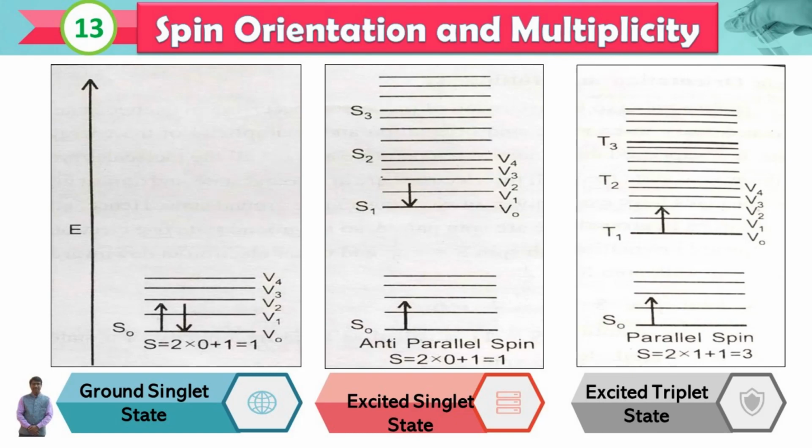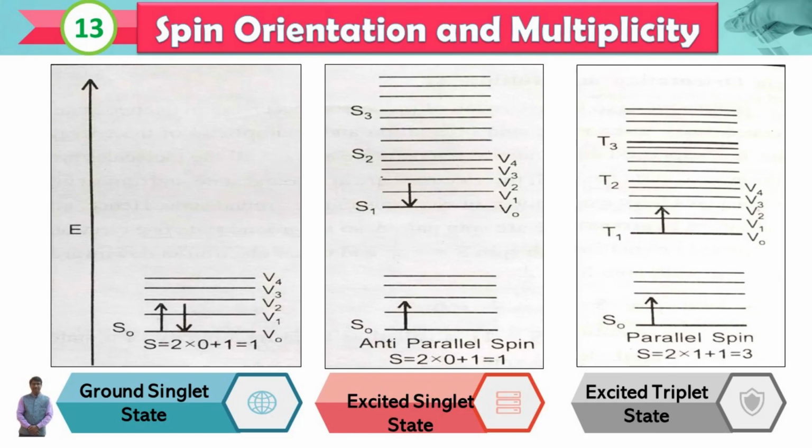After absorption of a photon of light, the energy is transferred to the electron and it goes to the excited state. Now, if the excited electron has anti-parallel spin, then total spin S is equal to 0. Hence, the spin multiplicity of the excited state is 1. This excited state is called the first singlet excited state and designated as S1. This can be shown in figure B.